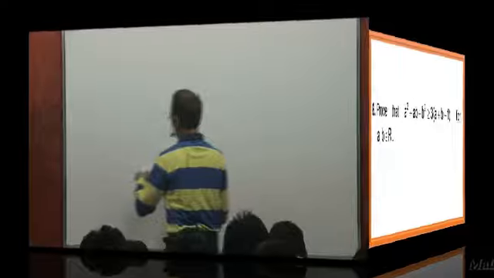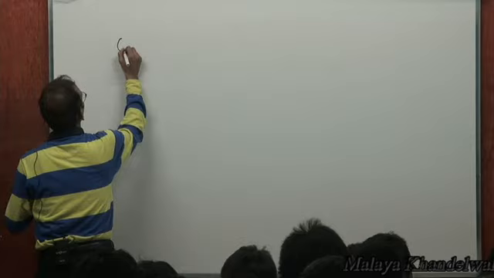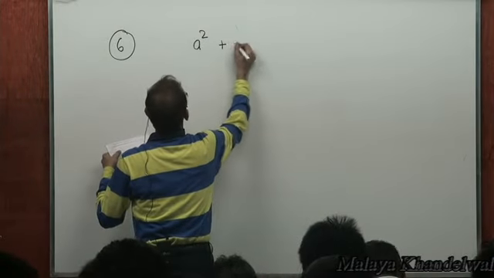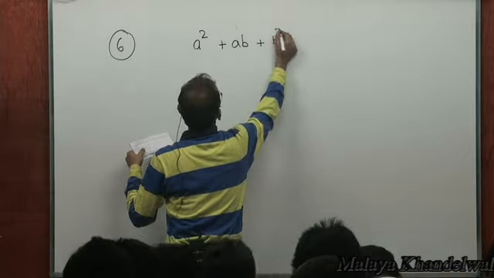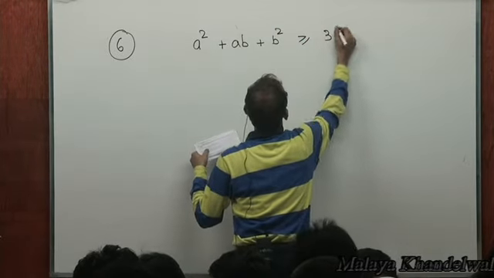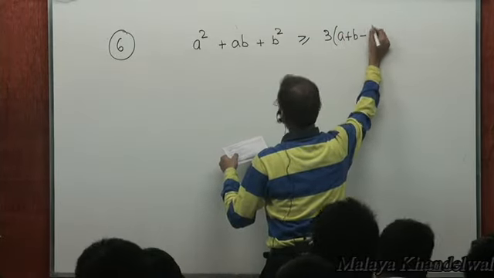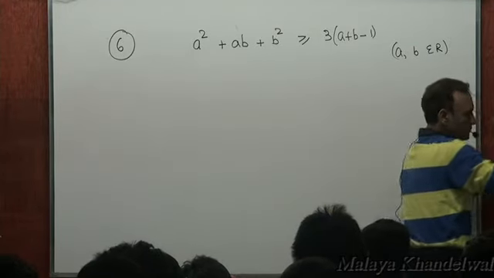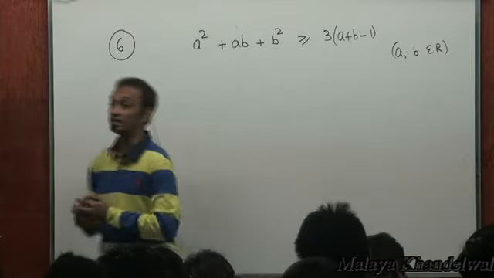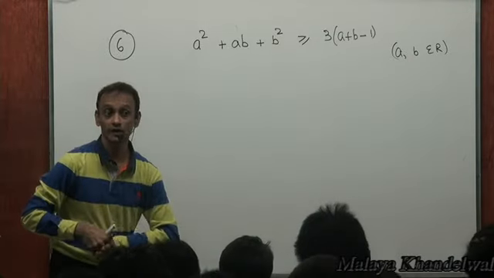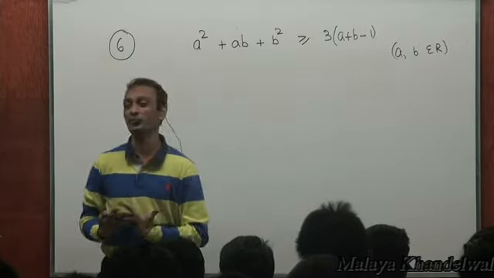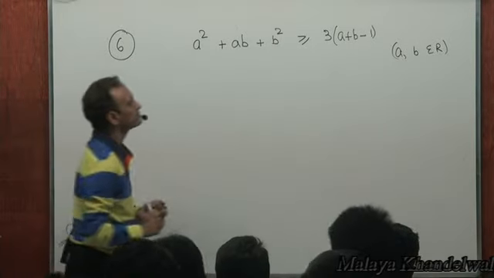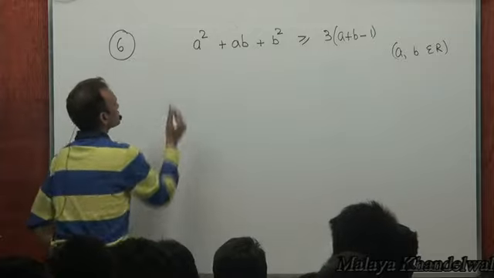In the next problem, problem 6, we want to show that a squared plus ab plus b squared is greater than or equal to 3 times (a plus b minus 1) for a, b belonging to the set of real numbers. If a and b are real numbers, we want to be able to establish this: a squared plus ab plus b squared greater than or equal to this, right? Wonder what's the element of quadratic knowledge that you require to obtain this. Oh, okay. No rocket science really.